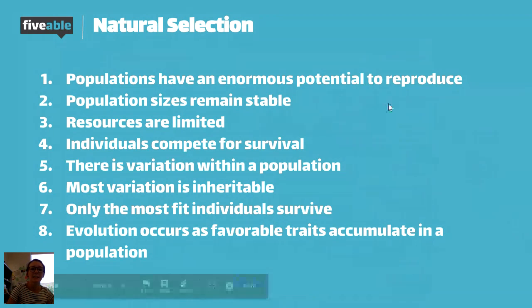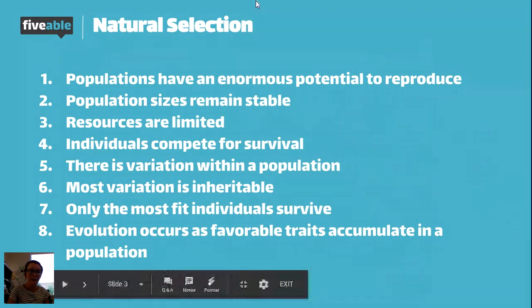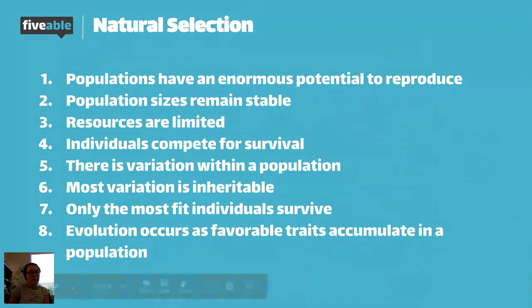Secondly, population sizes remain stable. This is just a fact based on Darwin's studies, but also what we see all across the world. For the most part, a population size will remain stable, mainly because of numbers 3 and 4. Resources in different areas are limited, right? Regardless, we are out using our resources on Earth. I'm sure we can all agree. So resources are going to be limited, and therefore individuals will need to compete for survival. So because we have limited resources, we don't have enough for everyone, and individuals must compete for survival, our population sizes are going to remain relatively stable.